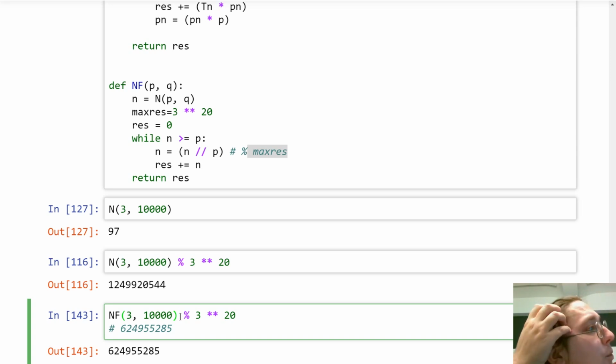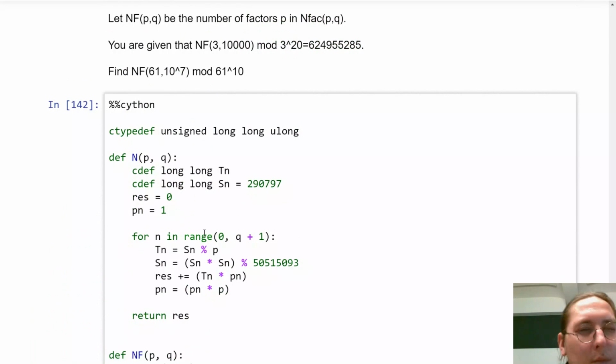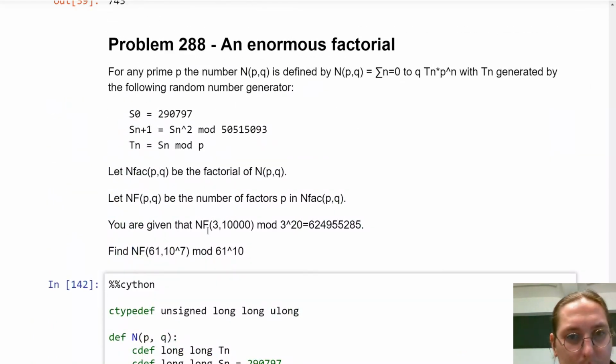Because what would be less than 20? The NF, the number of factors of P, would be less than 20 because P to the power of that number would divide the n factorial, PQ. So we have the NF is the number of factors of P in n factorial.